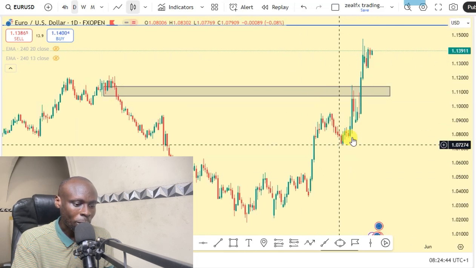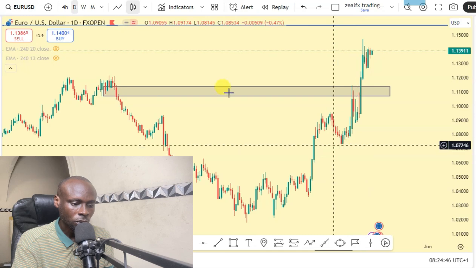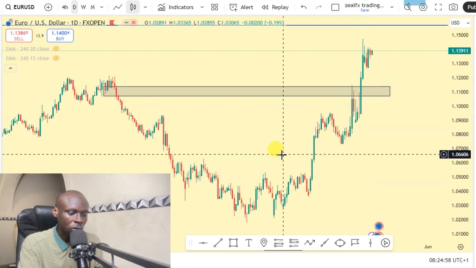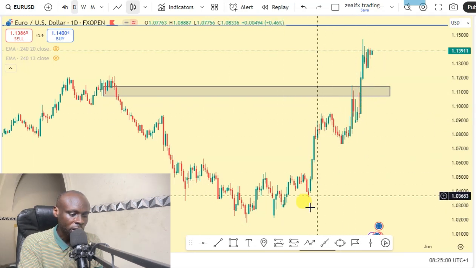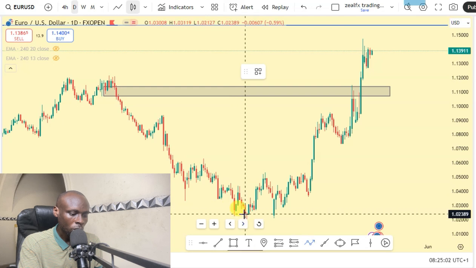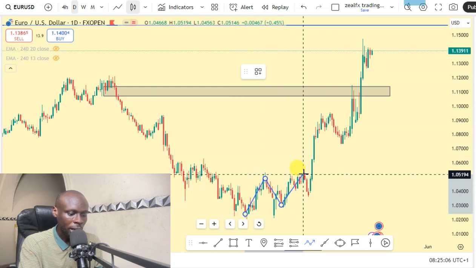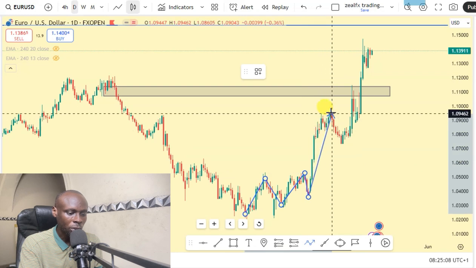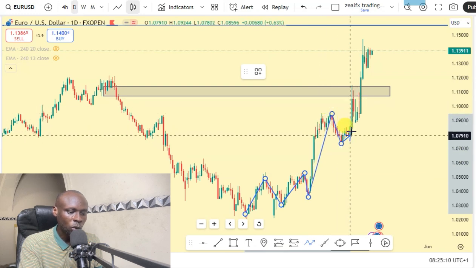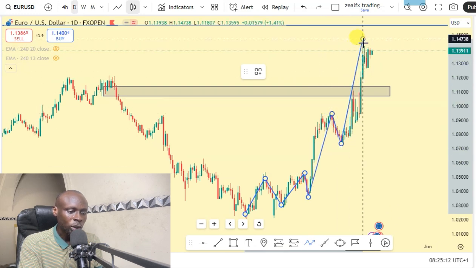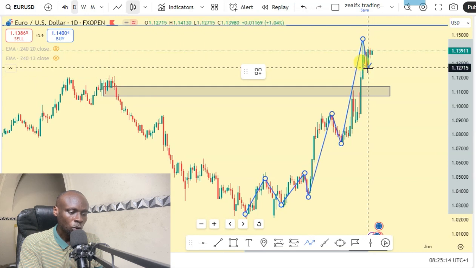The Euro USD on my daily chart still remains in an uptrend. So long as we have this uptrend structure on the Euro USD, where we have a lower low, then a higher low, a higher low, a higher low, we still expect Euro USD to continue to push higher.